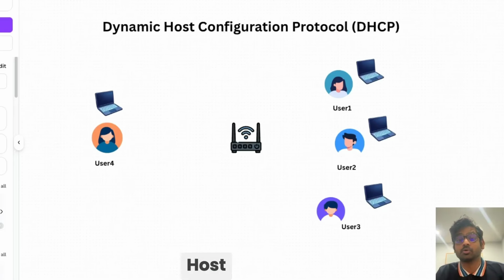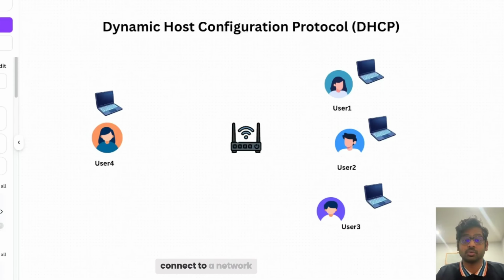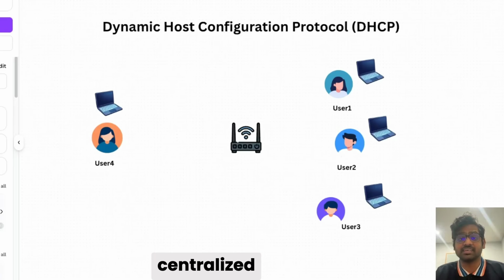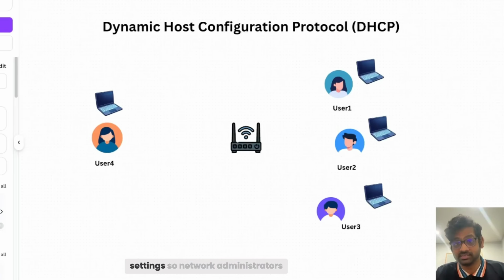DHCP, or Dynamic Host Configuration Protocol, is a network protocol that automatically assigns an IP address and other configuration settings to a device when it connects to a network. It uses UDP port 67 for the server and UDP port 68 for the client. DHCP provides a centralized way to manage network settings, so network administrators do not have to configure each device manually.